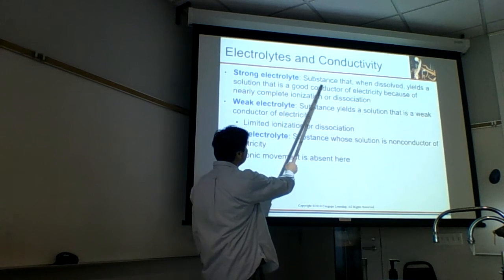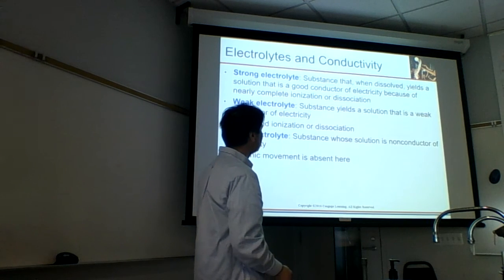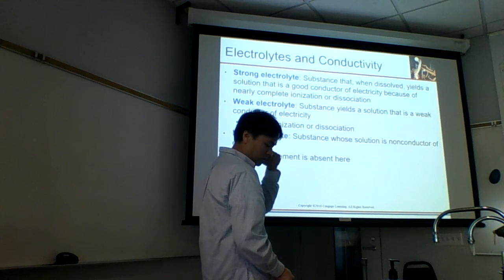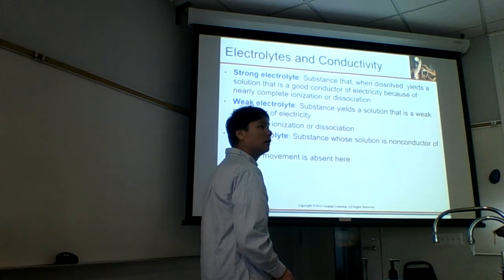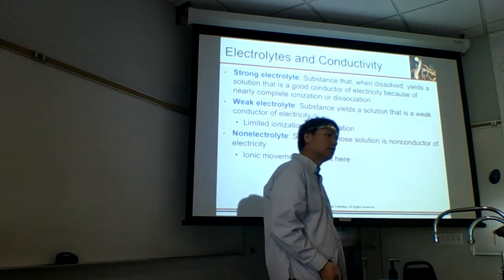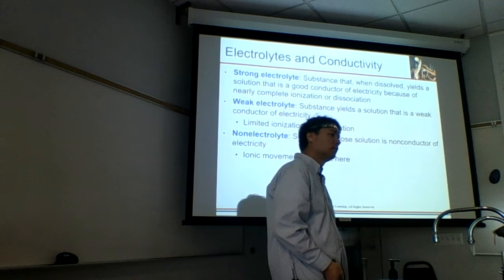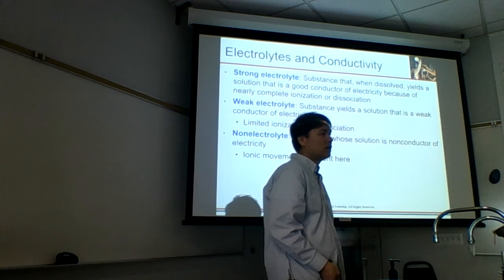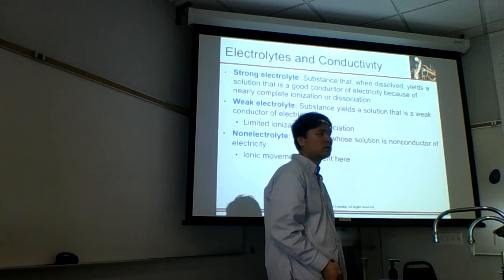Strong electrolyte: substances that when dissolved yield a solution that is a good conductor of electricity because of nearly complete ionization or dissociation. Well, then that screws everything up because this is a composite definition. Sorry, this is not a good definition because of this. Is sodium chloride a good, strong electrolyte? Well, sodium chloride, when it dissolves, breaks up into ions, right, and should conduct electricity, right? That is if it's concentrated. But if the sodium chloride is very dilute, is it going to conduct electricity very well? No. And so then you run into the problem.